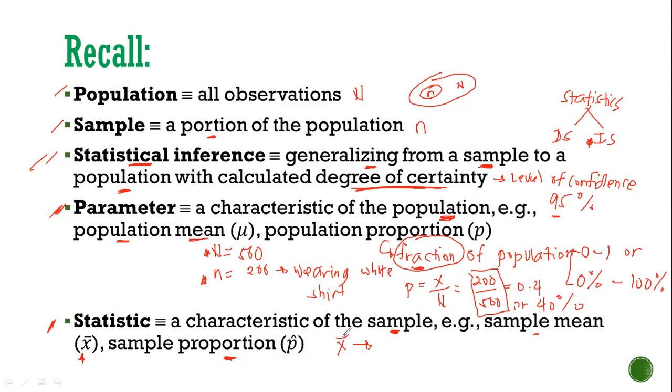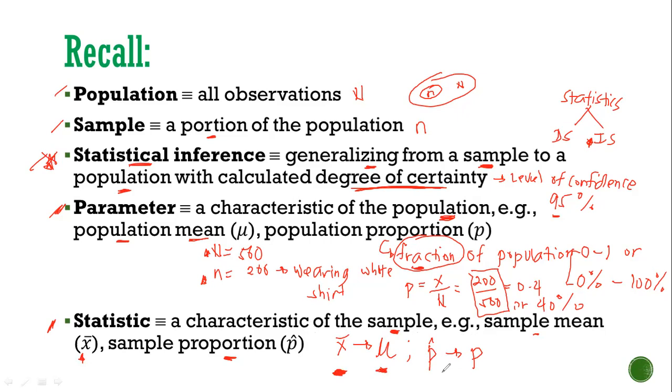So your sample mean will be used to estimate your population mean or your mu. Okay? And your P hat or your sample proportion will be used to estimate your population proportion or simply P. So that's the role of our statistical inference. Again, we are to study a certain sample and we generate a conclusion that is applicable to your whole population.